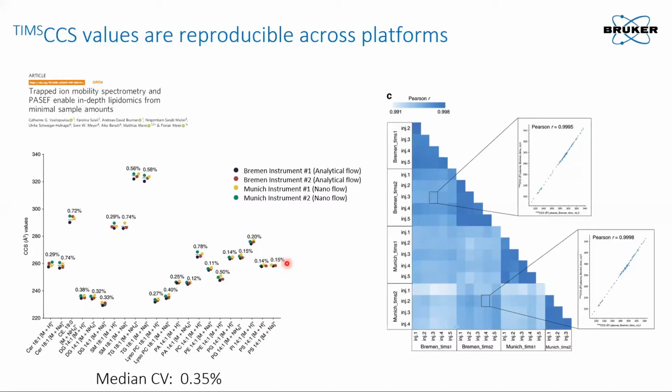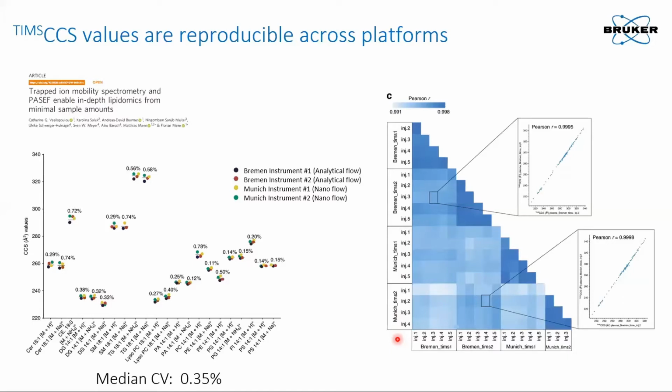And furthermore, if you look not just at the reproducibility between the systems, but between the different injections shown here on the right, then you can see a very high reproducibility. So from this scale, the lowest value that's plotted has a correlation coefficient of 0.991. So for each of these injections on each of these 4 different systems, we experience very stable CCS values.